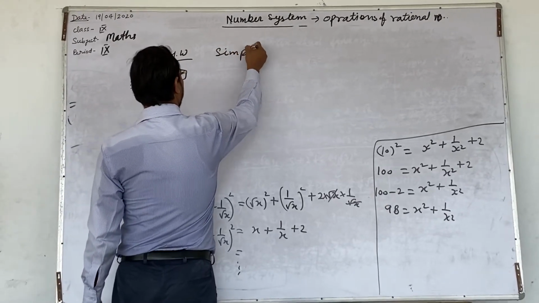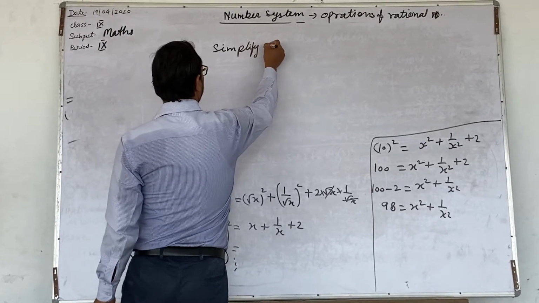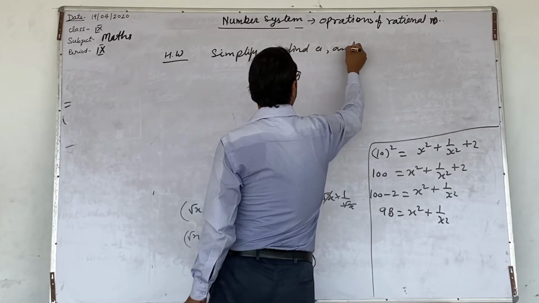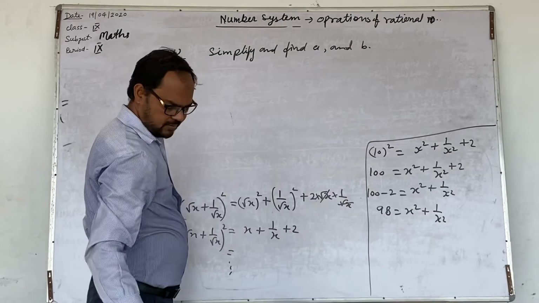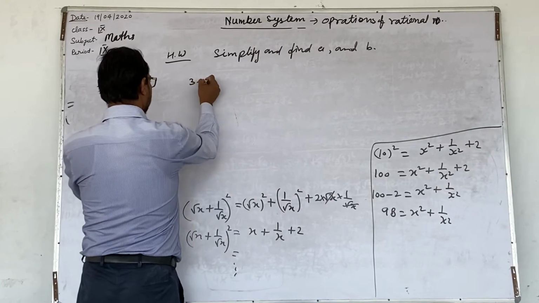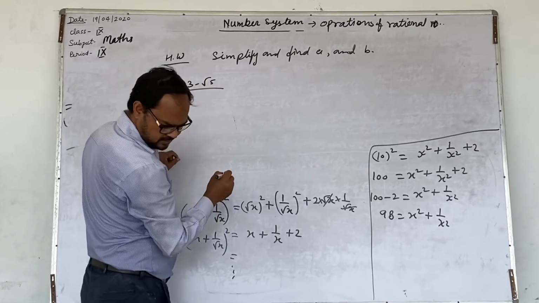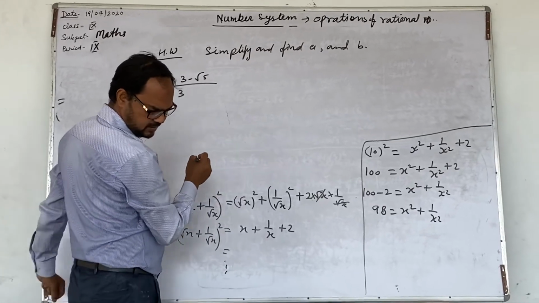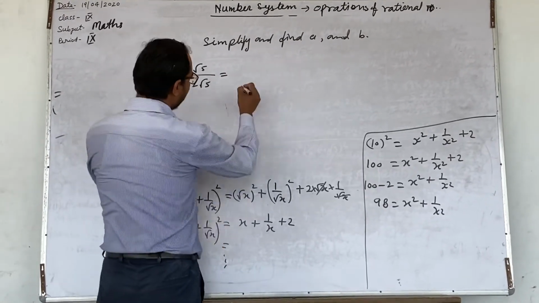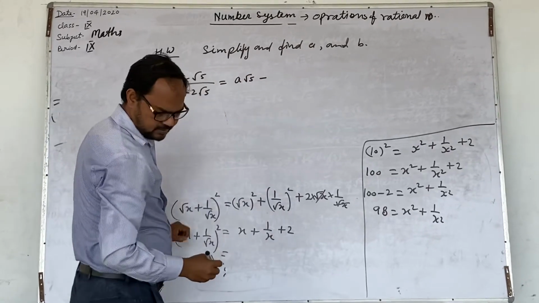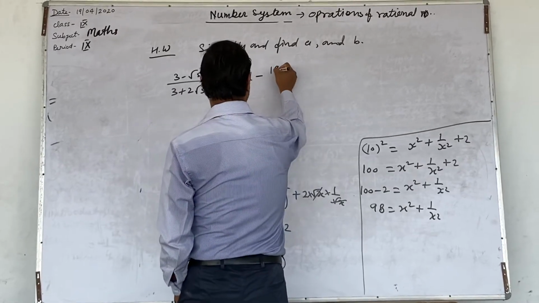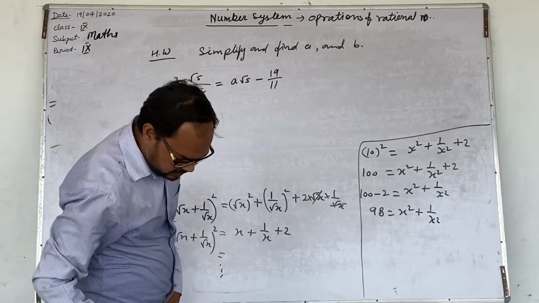Simplify and find a and b. What are a and b? 3 minus root 5 upon 3 plus 2 root 5 equal to a root 5 minus 19 upon 11.